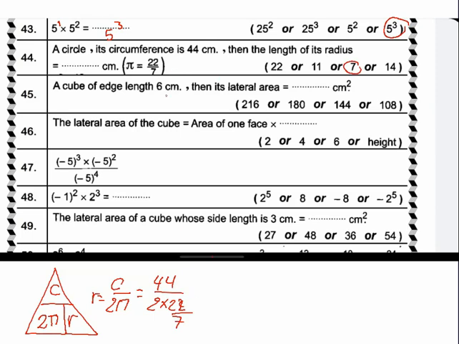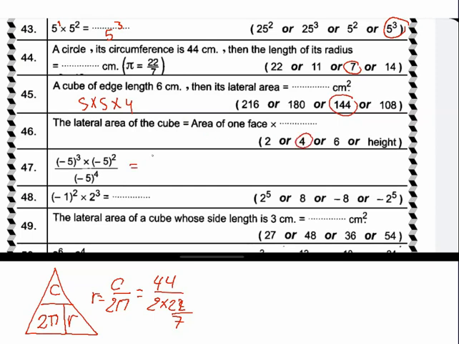A cube of edge length 6, lateral area. Lateral area means side times side times 4, so 6 times 6 times 4, it will be 144. Lateral area of cube, area of one face times, yes, 4.